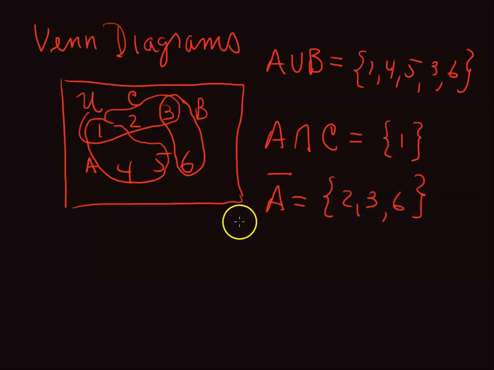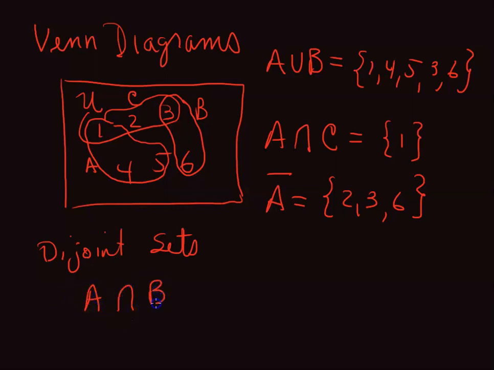And we can do all sorts of combinations of these things. What are disjoint sets? Those are sets that have nothing in common. Up here, A and B have nothing in common. So A intersect B would be the empty set. They are disjoint sets.